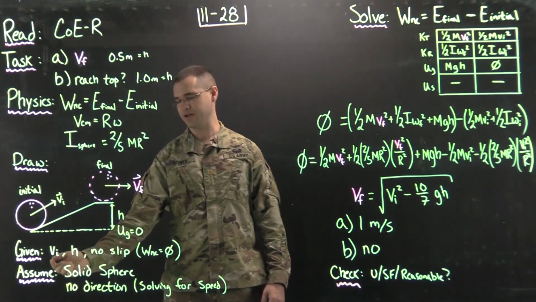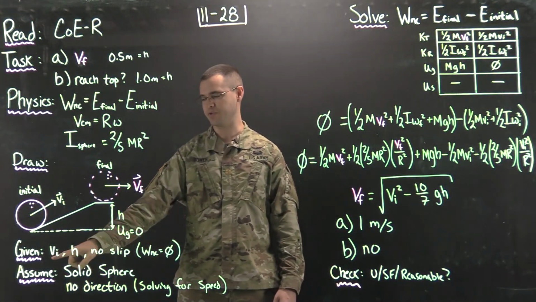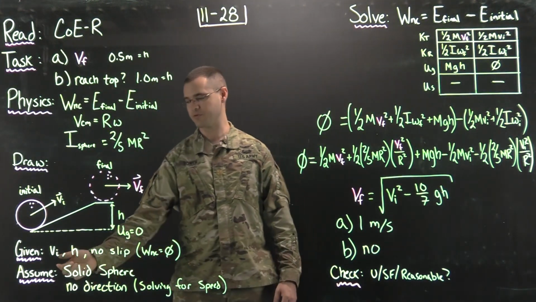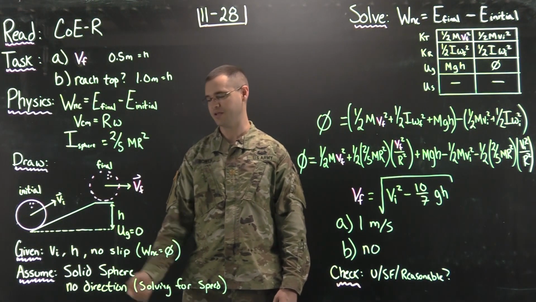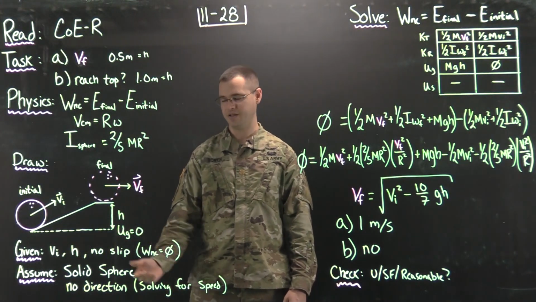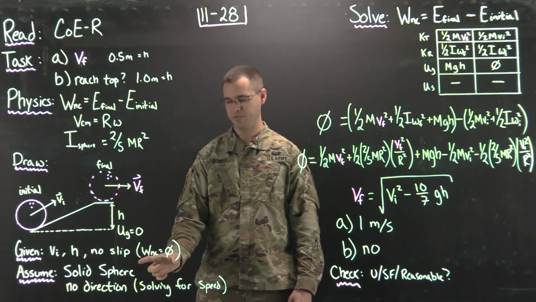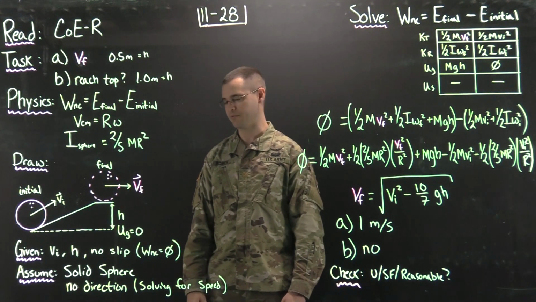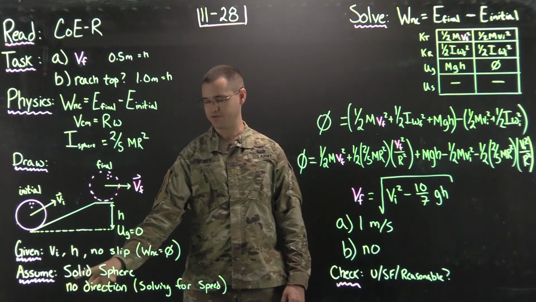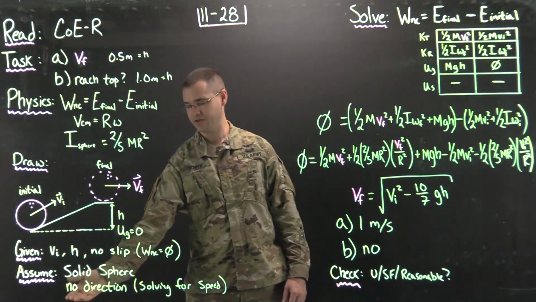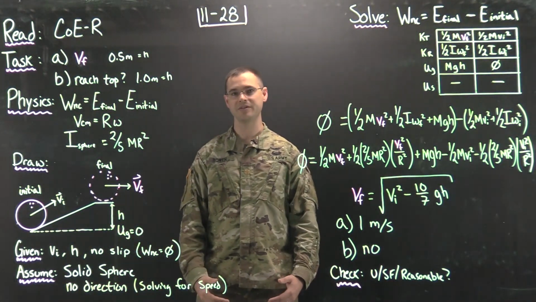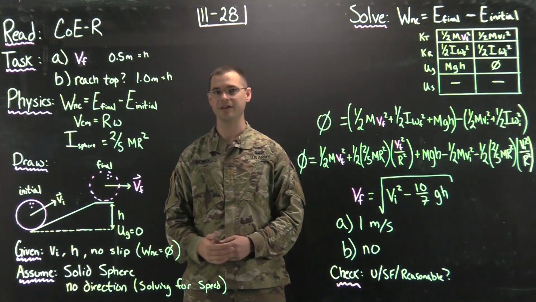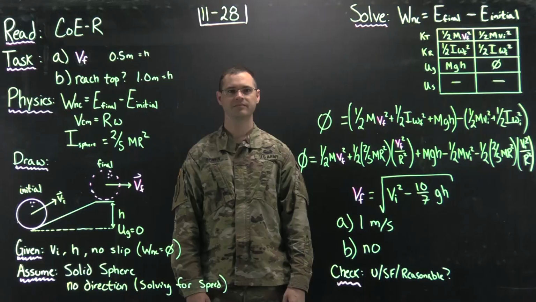Our givens, once again: it says that we're given an initial velocity, but it doesn't give us any direction, it doesn't give us any length of the ramp, so it's really giving us an initial speed. And it gives us a change in height and tells us that there's no slipping, which means that the work due to non-conservative forces is going to be 0 in this problem. Our assumption, once again, is that it's a solid sphere, and because it doesn't give us any directions, we're assuming that we're solving for the speed, not the velocity, when it gets to the top of the ramp.